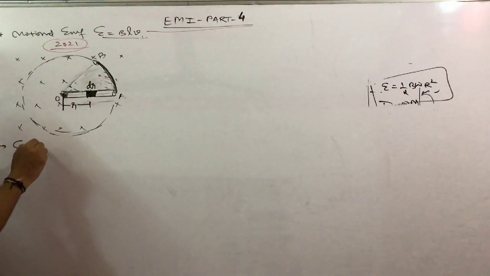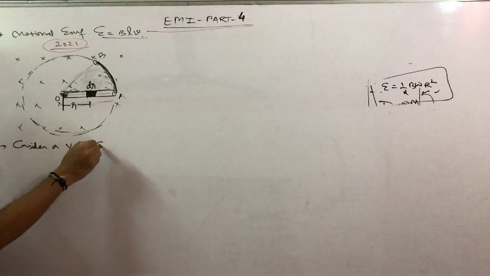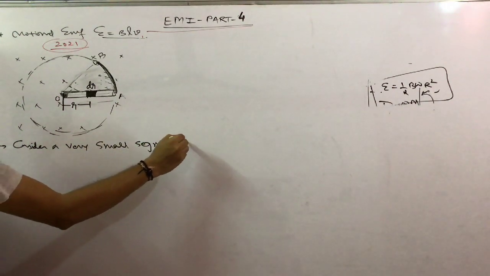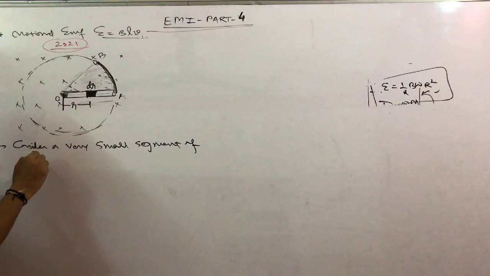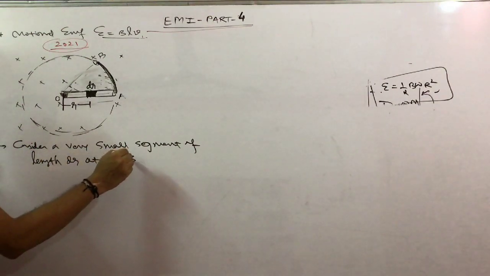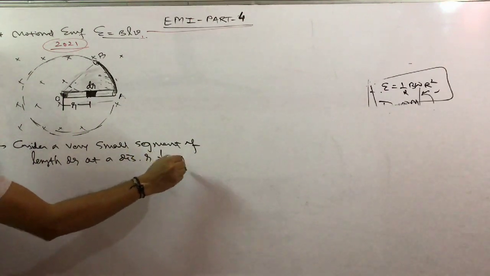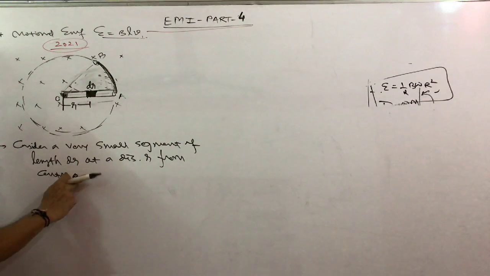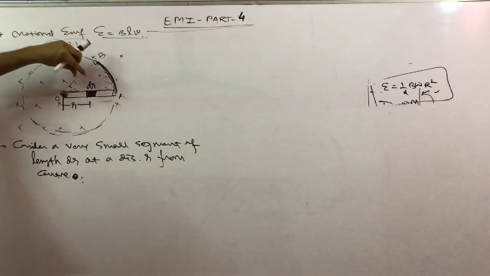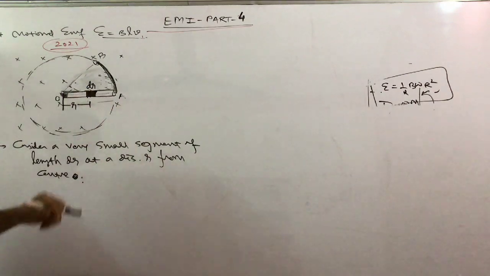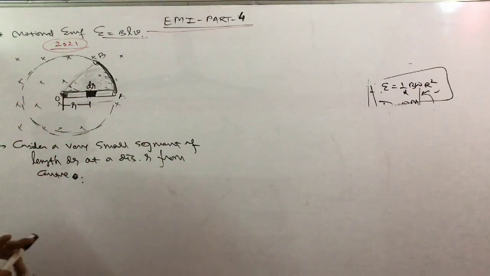Consider a very small segment of length dr at a distance small r from center O. You can see it. Ready? So we have considered a very small segment of length dr which is situated at distance small r.